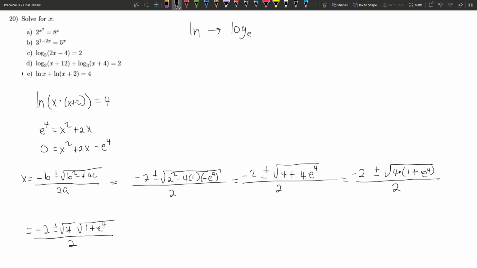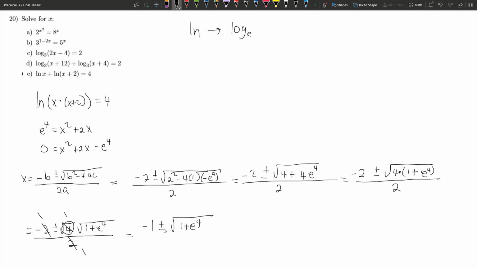Now, why did I do that? Because the square root of 4 is just 2. So I could divide every single thing here by 2. 2 into 2 is 1. 2 into 2 is 1. And don't forget it's a negative there. And this is really just a number 2. So 2 into 2 is just 1. So let's see. We have negative 1 plus or minus the square root of 1 plus e to the 4th, all of that over 1, so I don't have to actually write the over 1.